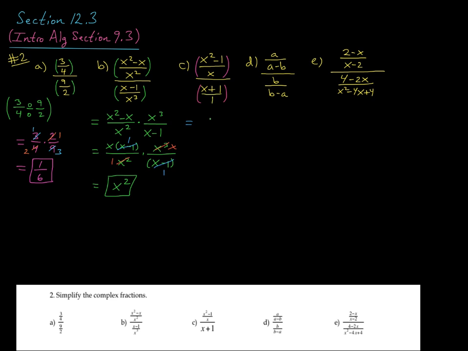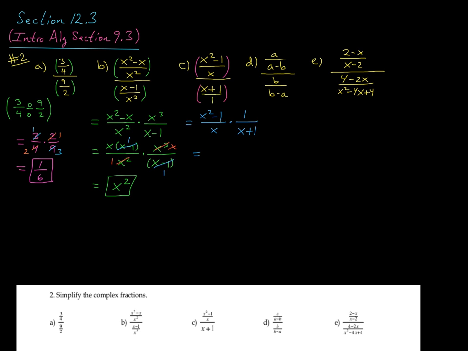So I'm going to do the thing upstairs, x squared minus 1 over x times the reciprocal of what's downstairs, and that's going to be 1 over x plus 1. All right, now x squared minus 1, that's a difference of squares pattern.